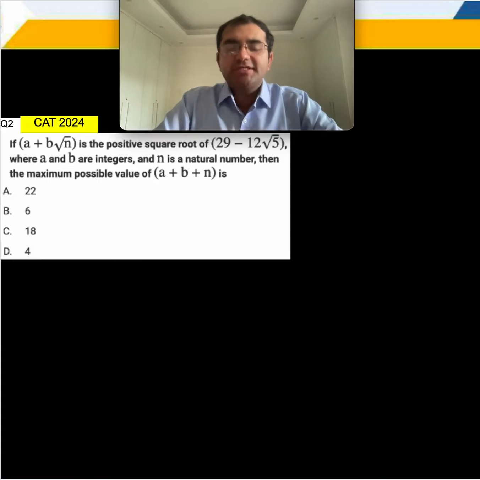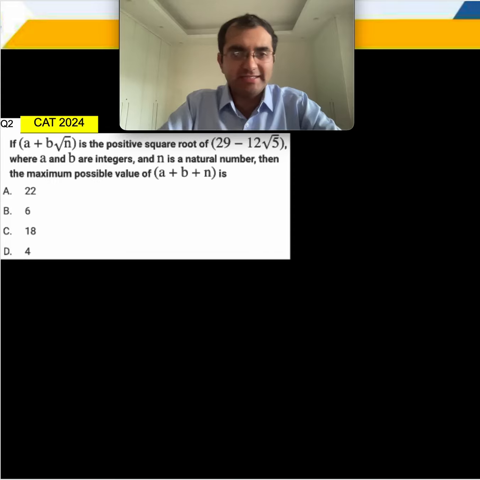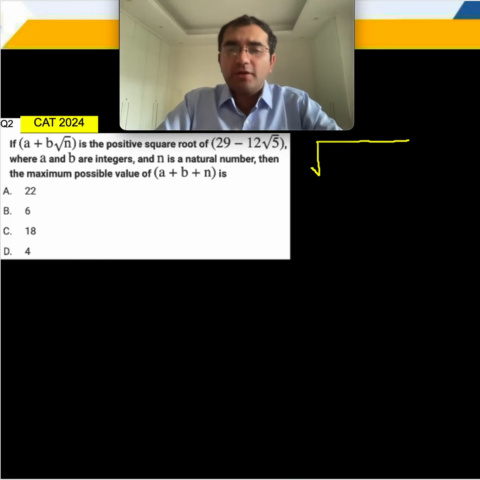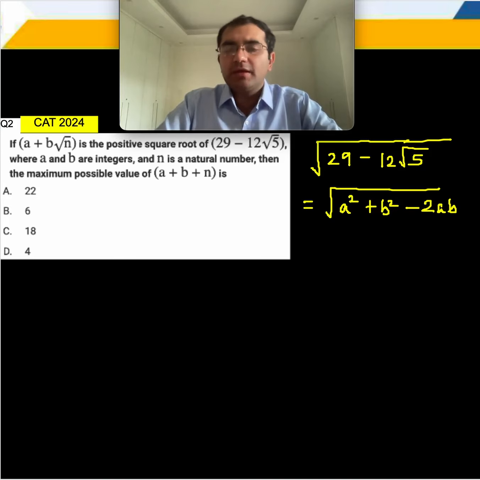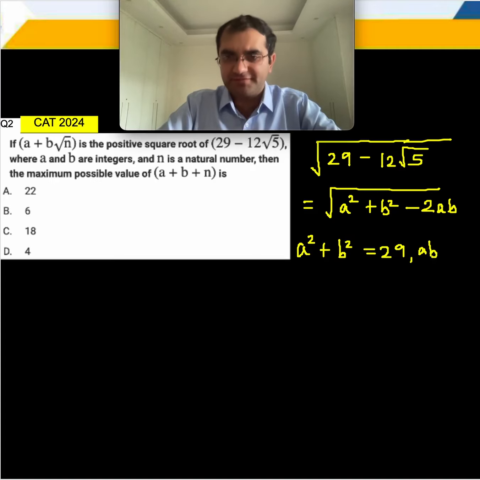Next question is a variation of positive square root in the indices and surds chapter. If I have to find the square root of 29 minus 12 root 5, I will be writing it as the square root of a square plus b square minus 2ab. We will be making a perfect square out of it so that the square root can be taken easily. So a square plus b square is 29 and 2ab is 12 root 5. So ab becomes 6 root 5.